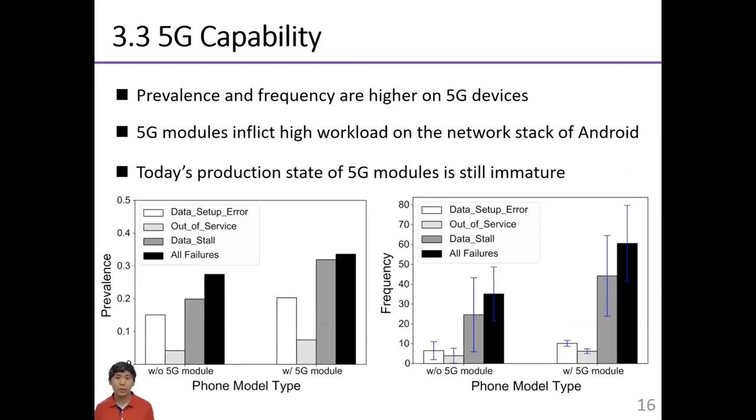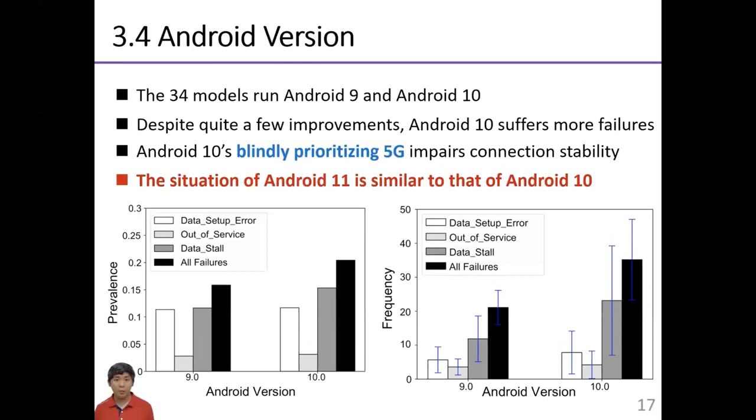As shown here, both the failure prevalence and frequency are higher on 5G devices than non-5G devices. We attribute this to the high workload 5G modules inflict on the network stack of Android, as well as today's still immature production state of 5G modules. For Android version, we find that despite quite a few new improvements, Android 10 in fact suffers from more failures than Android 9, most probably due to the better stability and robustness of Android 9.